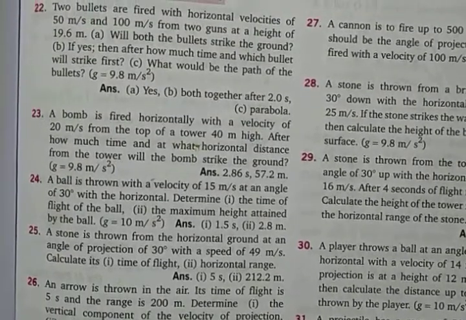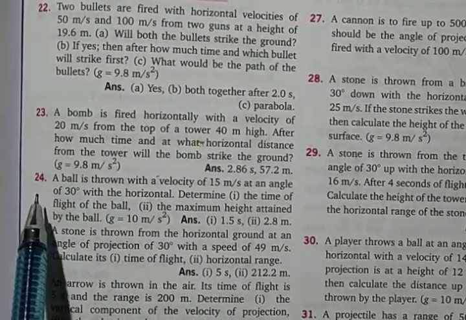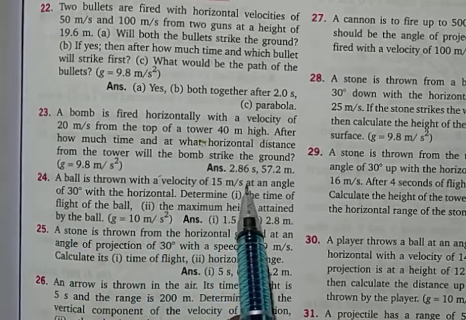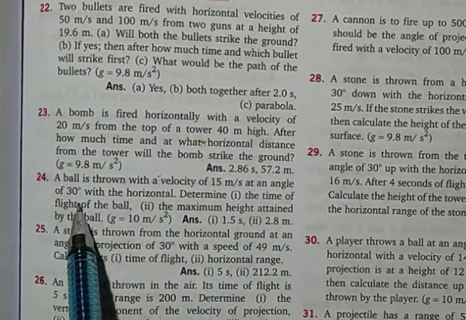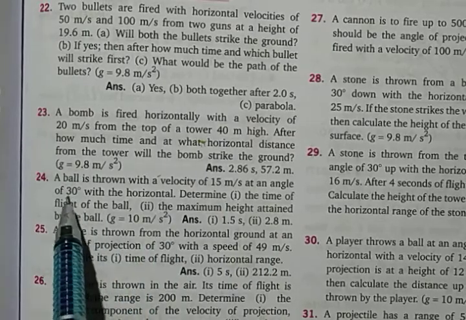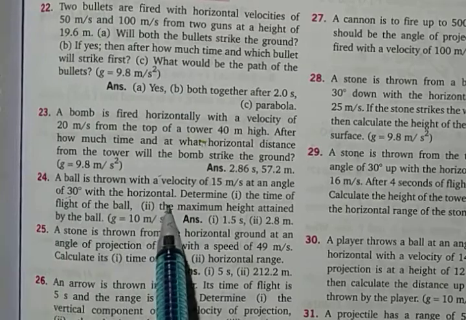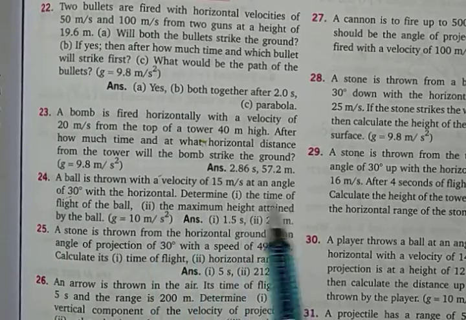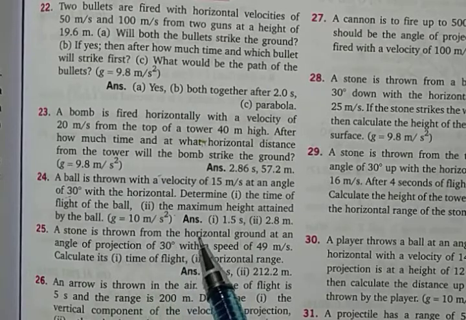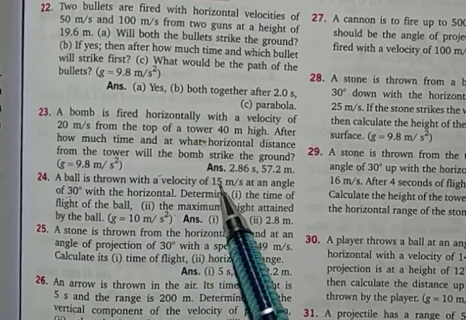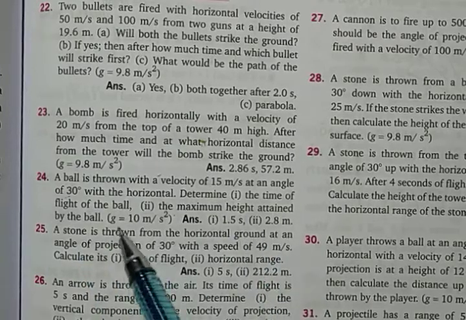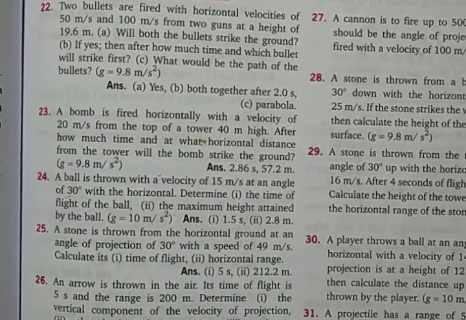So we will go to the next question. Question number 24. A ball is thrown with a velocity of 15 meter per second at an angle of 30 degrees with the horizontal. There is an angle of 30 degrees, so this is to be noted along the horizontal. Determine the time of flight and the maximum height attained by the ball. It is a very straight question with simple things given here. 15 meter per second and 30 degrees are given. Time of flight is asked and maximum height has to be found out.